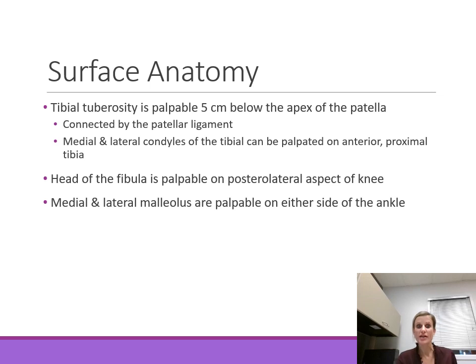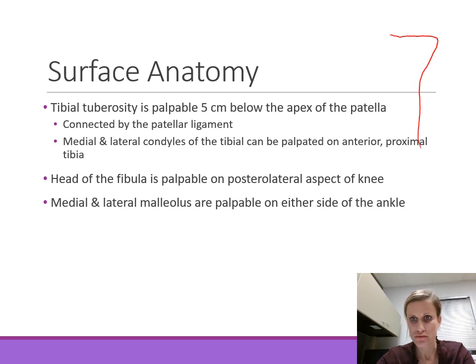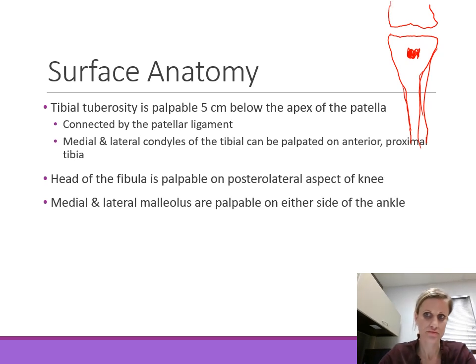The tibial tuberosity is easily palpable about 5 centimeters below the apex of the patella. So the tibia kind of comes like this, right? And the tibial tuberosity is like right here. And then it forms, there's your knee. And then of course over the top of this would be the patella. And the patella, the kneecap, is easily palpable.